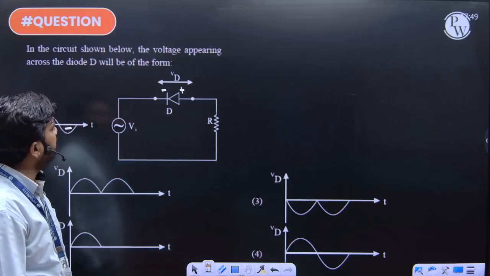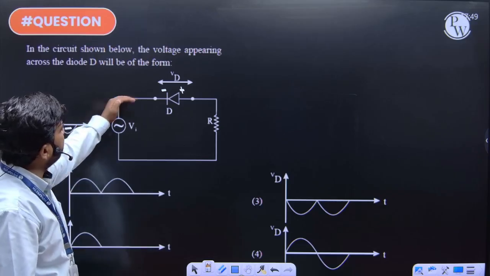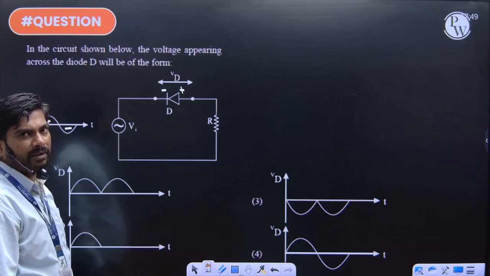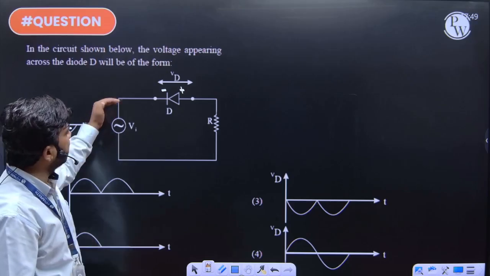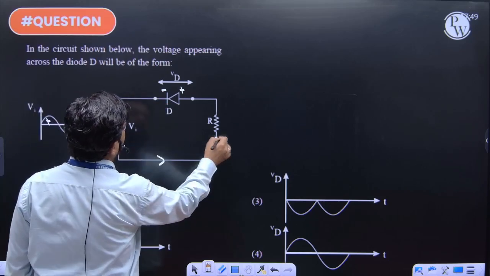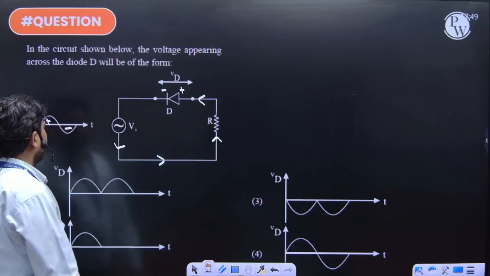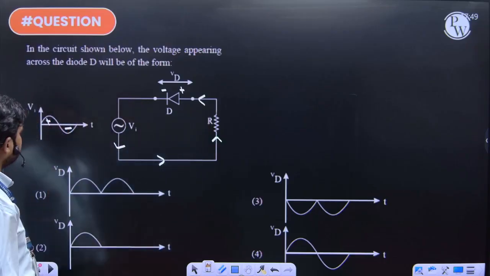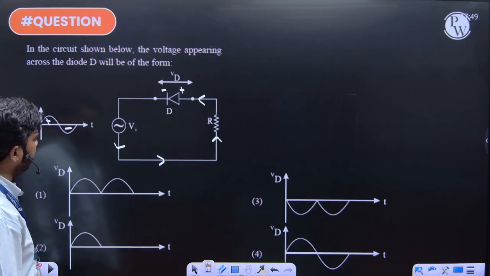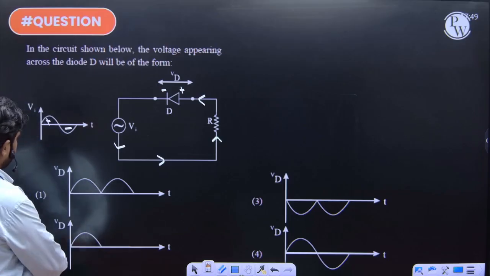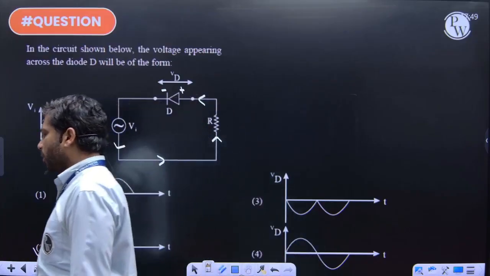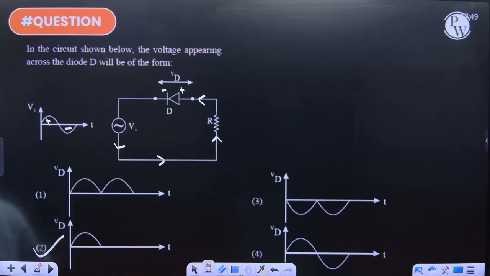PN junction diode. So when you are feeding a negative cycle, means you are feeding a negative cycle here. Correct or not? When you are feeding a negative cycle, you are feeding a negative cycle here. So negative cycle means the current will flow like this. Will it flow? Yes, you will get an input, right? If you are feeding a positive cycle, will you get an input? No input. Option number 2. Only one option is satisfying, which is your option number 2, right?